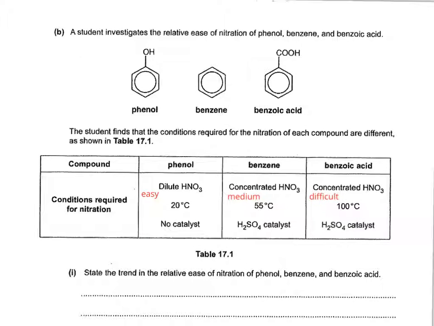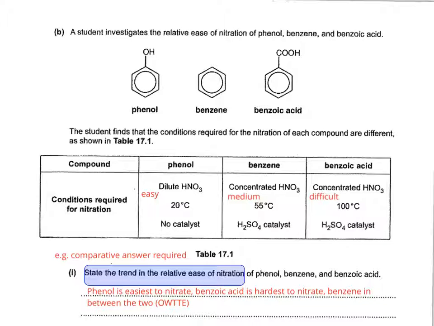So most people would find that quite straightforward to identify the trend. But if you look at the command words in the question, it actually requires a comparative answer because it's the relative ease of nitration, not just state the trend in nitration. So it's a subtle shift in nuance there. So the way you'd say it is you'd have to mention what's the most easy to nitrate, what's the least easy to nitrate, and place the middle one in between the two.